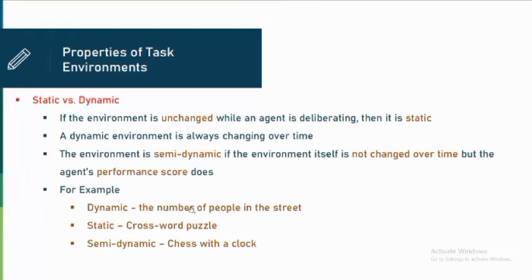So that is the dynamic environment, and this is very difficult for the automated taxi driver. Then static: a crossword puzzle. Take any crossword puzzle, it is not going to change for that game, so it is static. Semi-dynamic: chess with a clock. Based on the action of the other person, your action will be decided. So this is the environment property called static versus dynamic.